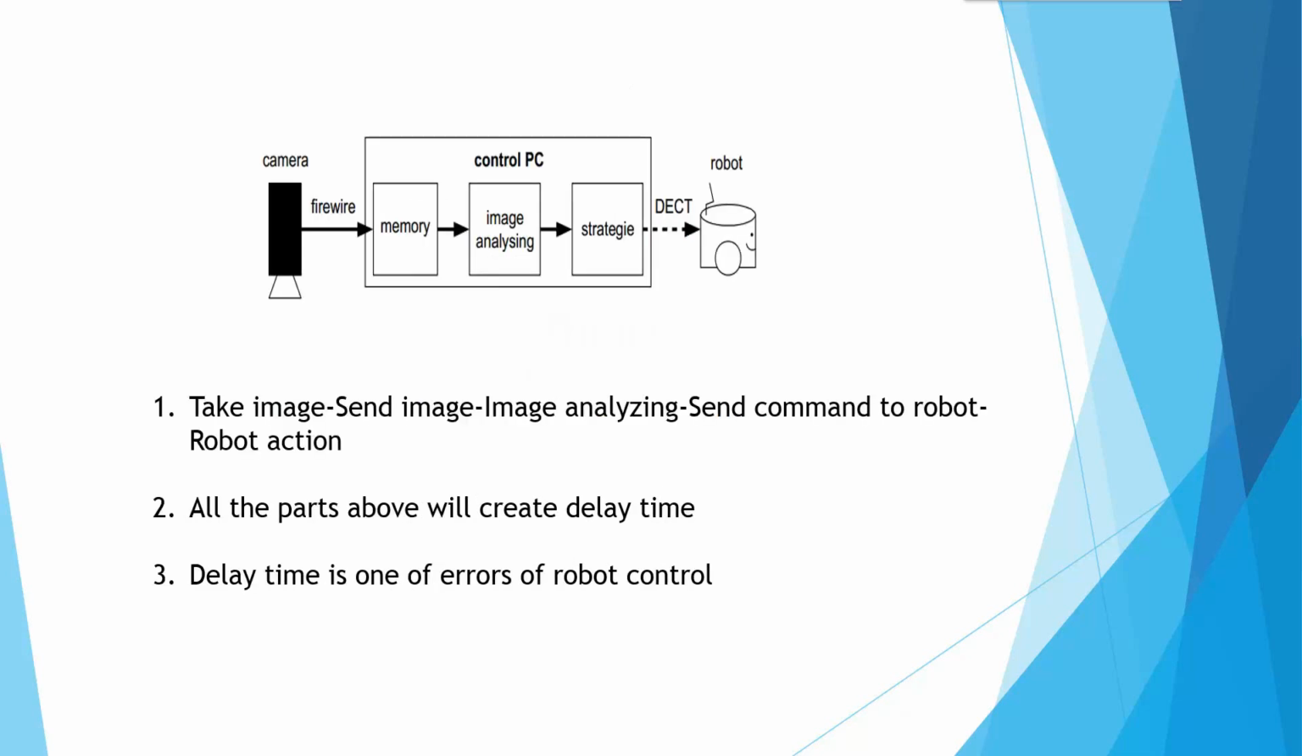This is the whole control process. We can see that firstly, the camera will take the image and send it to the computer. After calculation, the computer will find a control strategy and send the command to the robot. Finally, the robot takes the action. All these parts will create a delay time. Although they are very small, when they sum up, it will create a big error in robot position control.